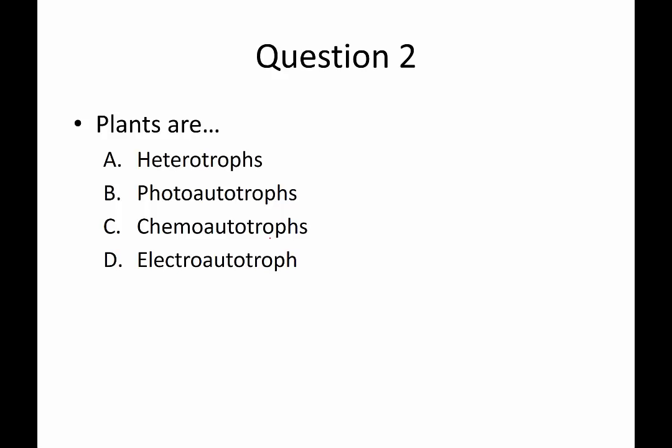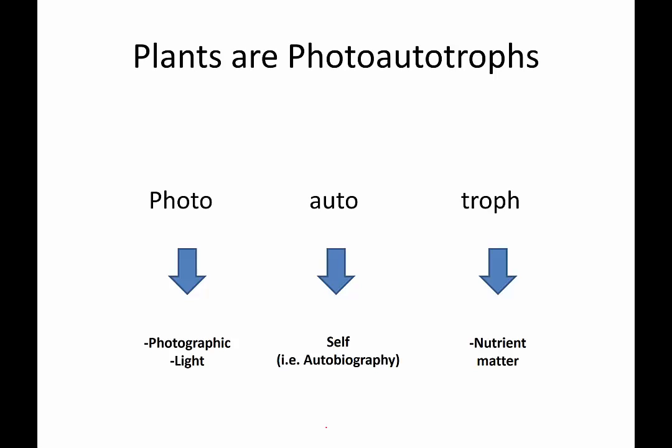Plants are one of these four things, and this is a very particular word that I want you to be aware of. Try your best to answer this question. We'll come back in a few seconds and answer it. Let's go over the correct answer now. Plants are considered photoautotrophs. It's a very big word, so let's start breaking it down.